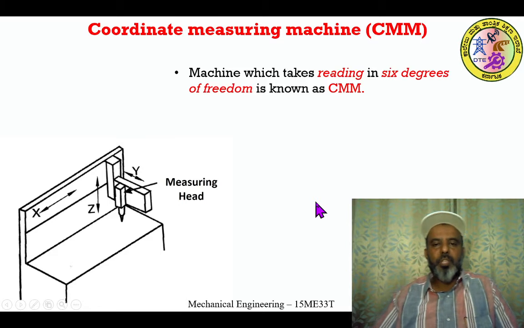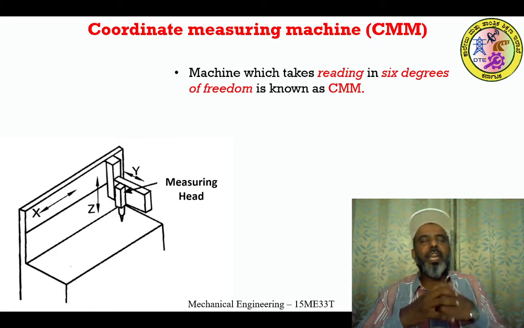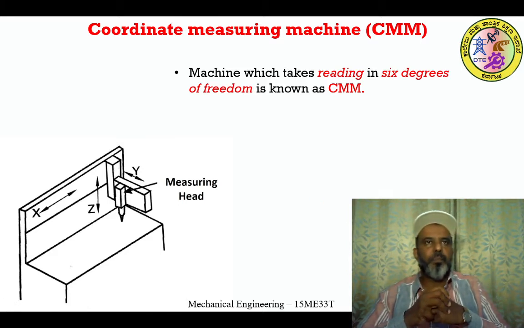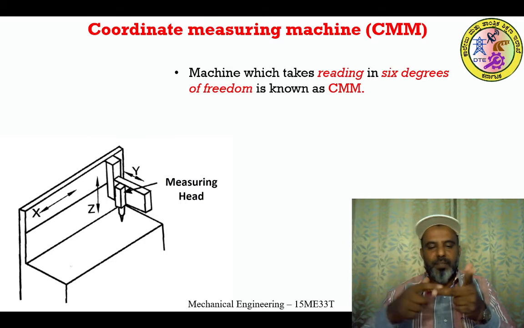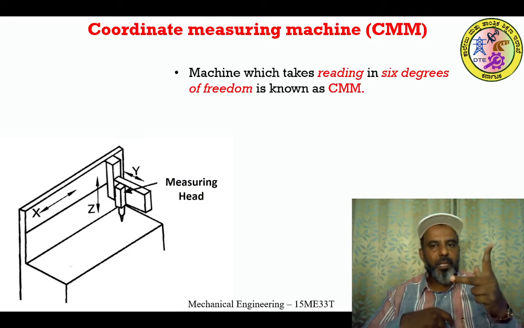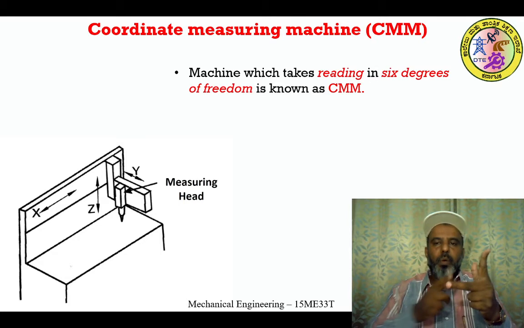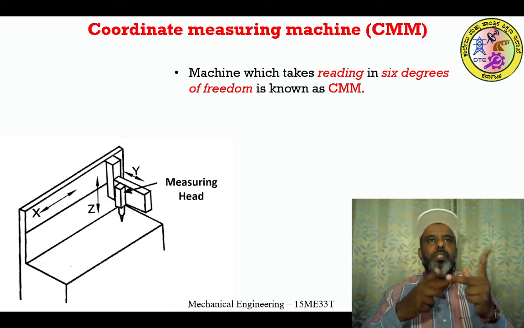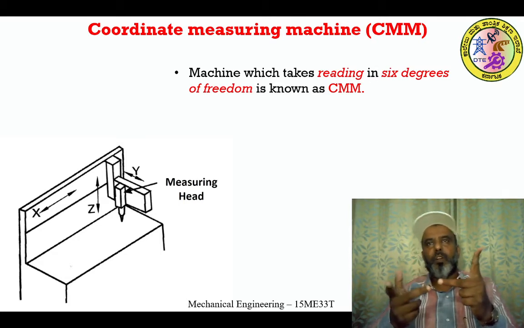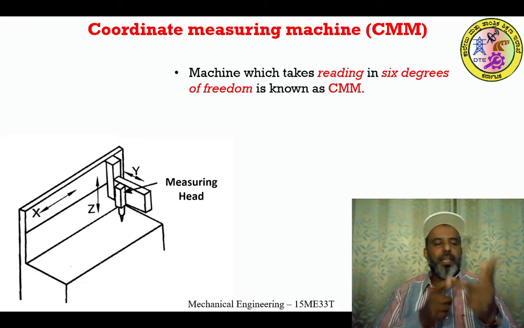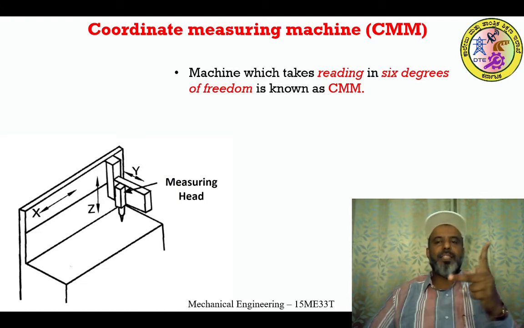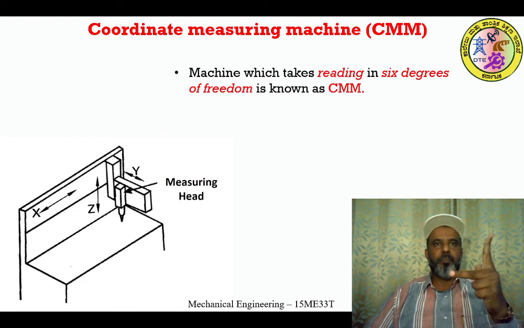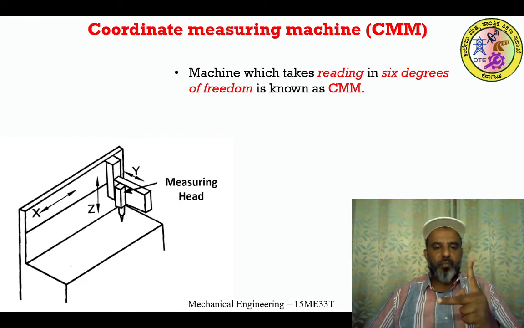Now a machine which takes the reading in 6 degrees of freedom. Now you have seen it has 3 mutually perpendicular axes. Here 6 degrees of freedom may have 2 different concepts. One is this X, Y, Z. These are called the 3 degrees of freedom.